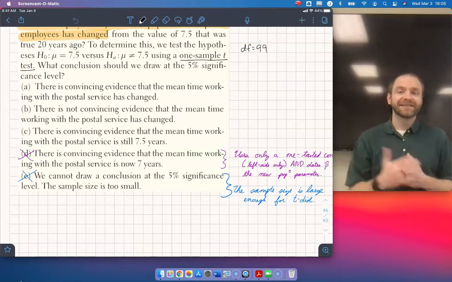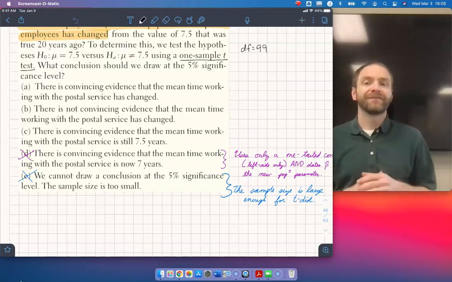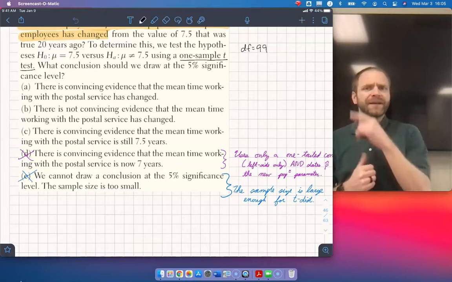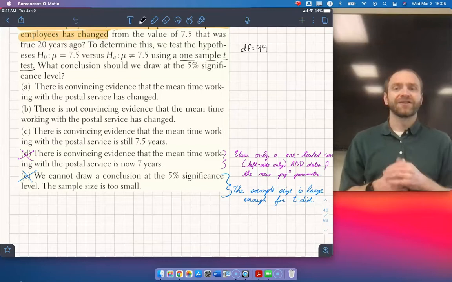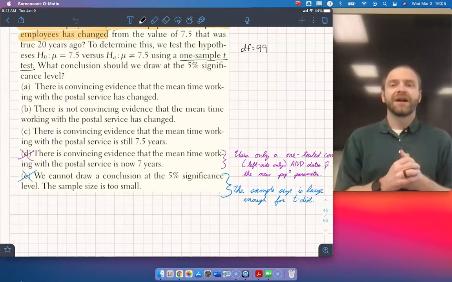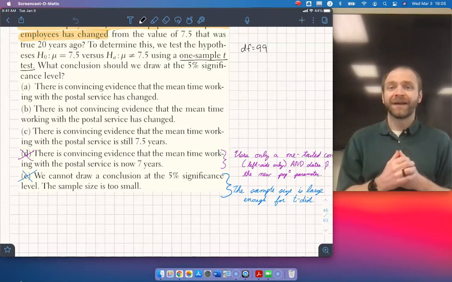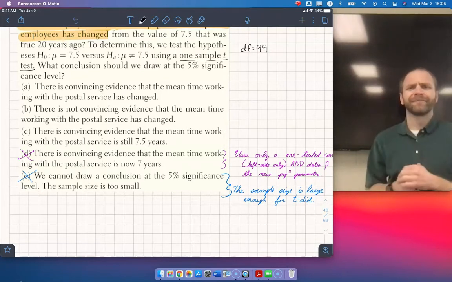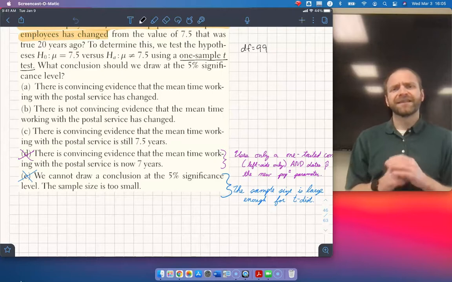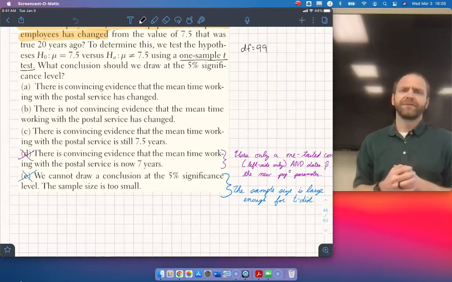Let me go to C. There is convincing evidence that the mean time working with the Postal Service is 7.5 years. Look at part B. There is not convincing evidence that the mean time working with the Postal Service has changed. Look at A. There is convincing evidence that the mean time working with the Postal Service has changed. A lot of these kind of look familiar. I mean, A and C have some of the same reading to them. B goes through, but hold on a second. Let's go back to C.